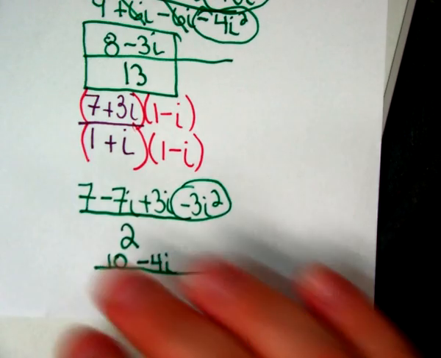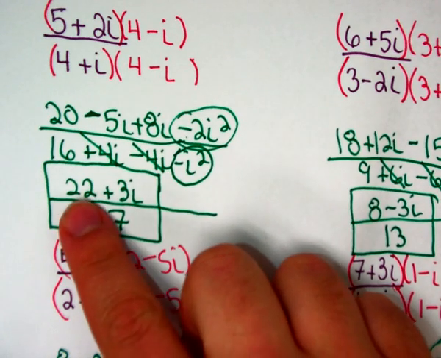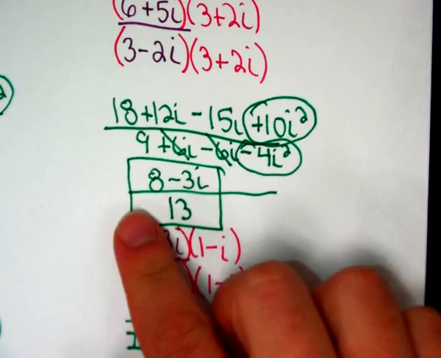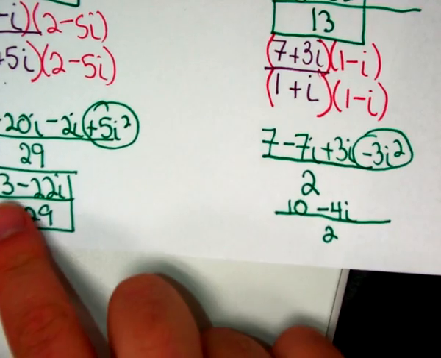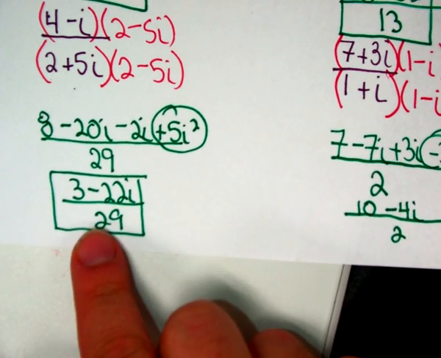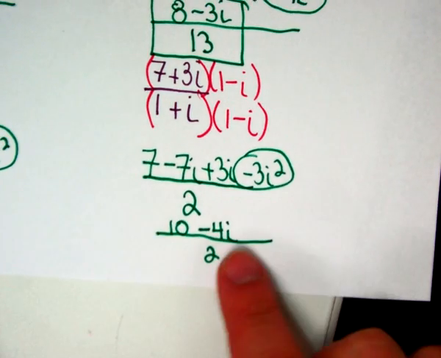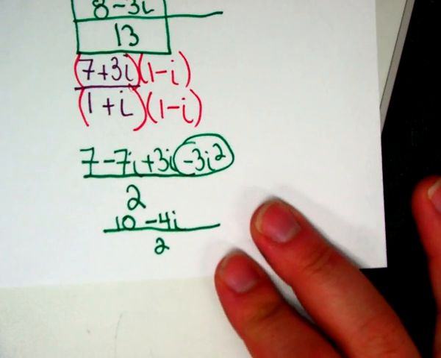Now, if you notice, since these are all fractions, the question always comes up, can we reduce them? 22, 3, and 27 have nothing in common, so we can't simplify them. 8, 3, and 13 have nothing in common, so we can't simplify them. 3, 22, and 29 have nothing in common, so we can't simplify them. However, 10, 4, and 2 do have something in common. They are all divisible by 2.